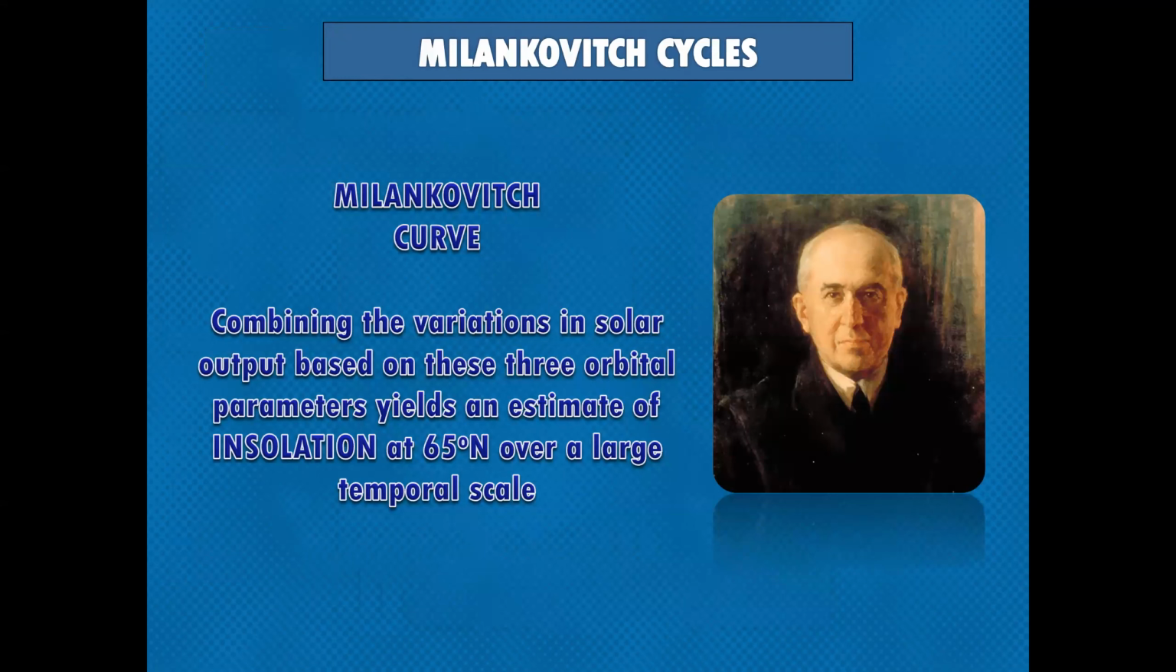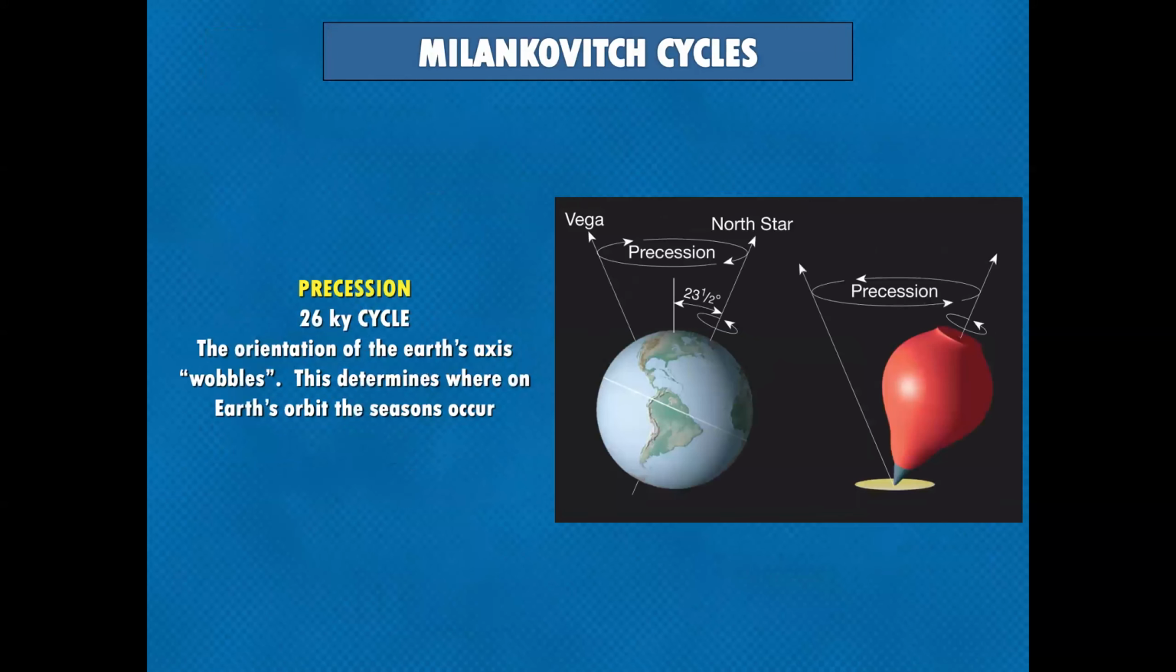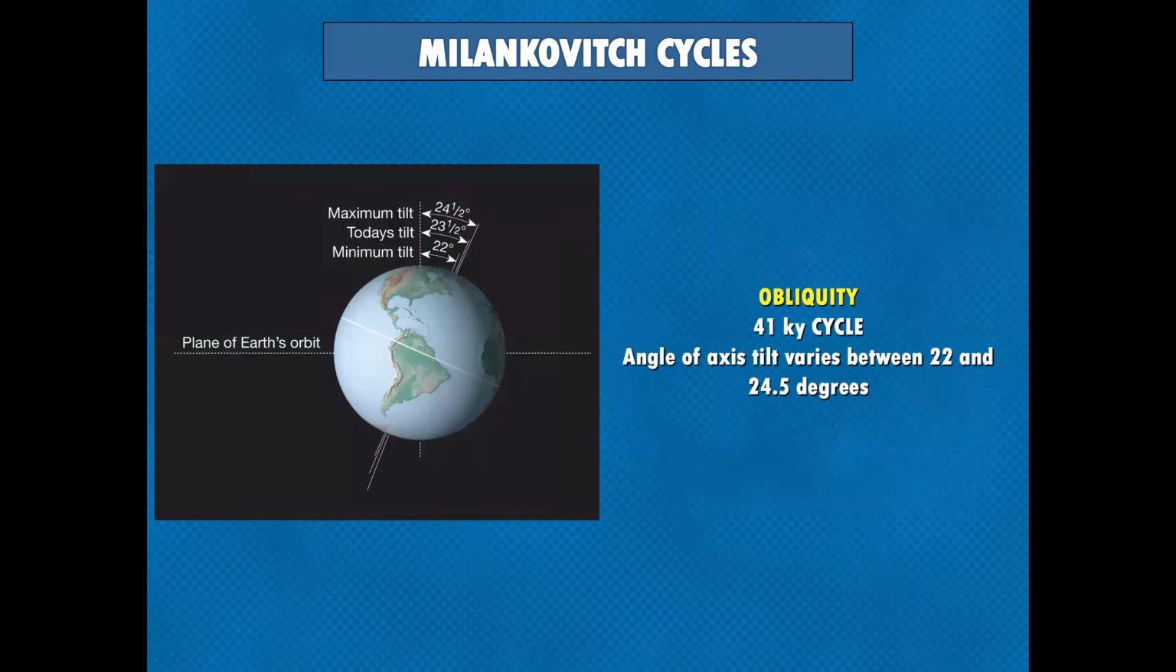Milankovitch Cycle. So this is the idea of combining what happens and how does climate change when you change the orbital parameters of the Earth and the Sun. So you either have an orbit around the Sun that's either a circle or an ellipse. You have precession, which is how the Earth wobbles about its axis like a top. And of course, you have obliquity, which is the change in tilt.